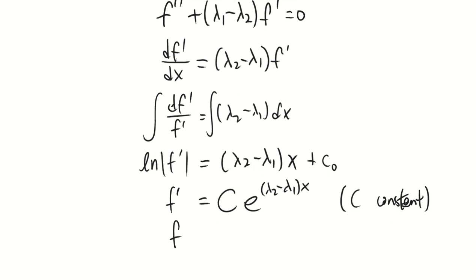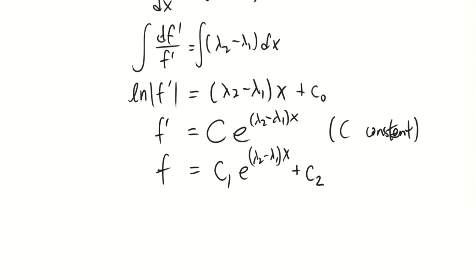And how do we get f? We just take the integral again. And if we take the integral, we would have c over lambda 2 minus lambda 1 e to the lambda 2 minus lambda 1 x plus another constant, c2. Well, of course, this is a new constant, so let's rename that into c1.